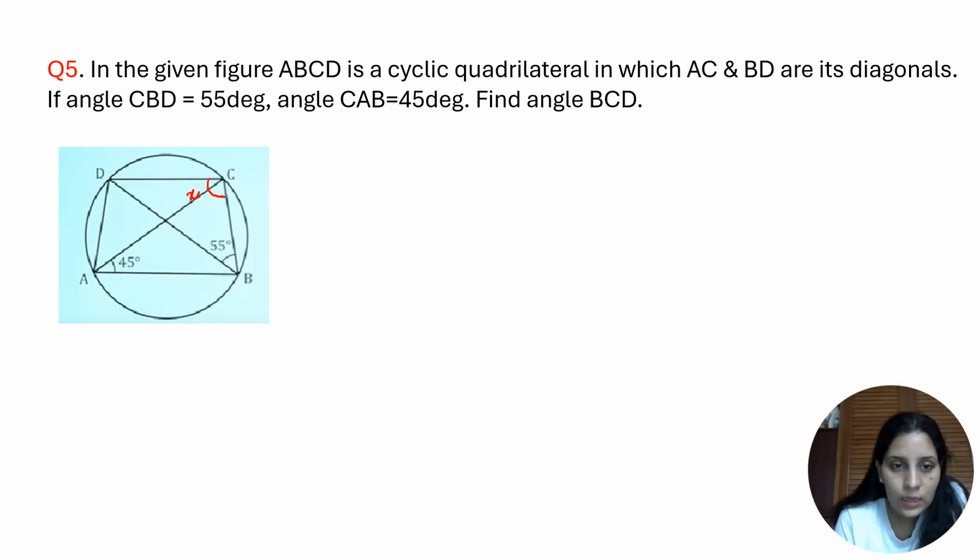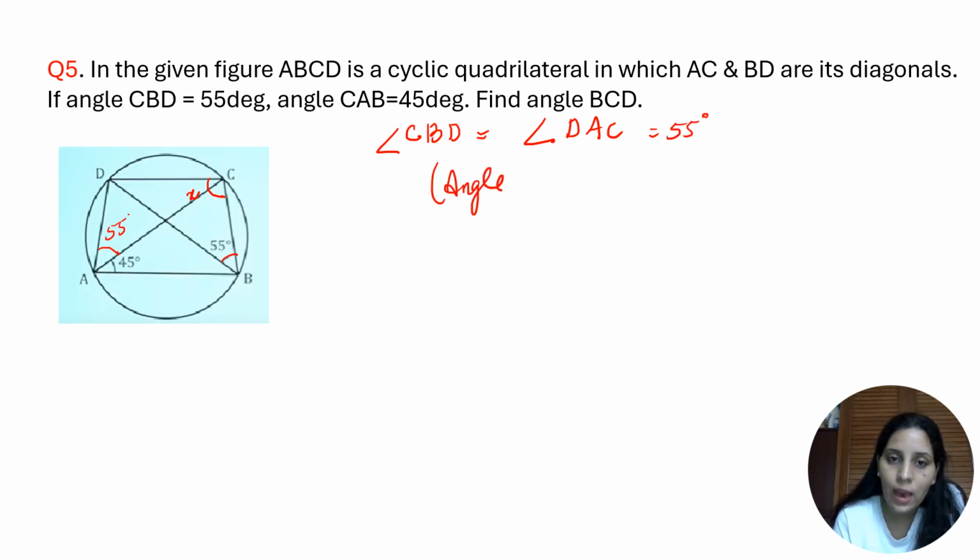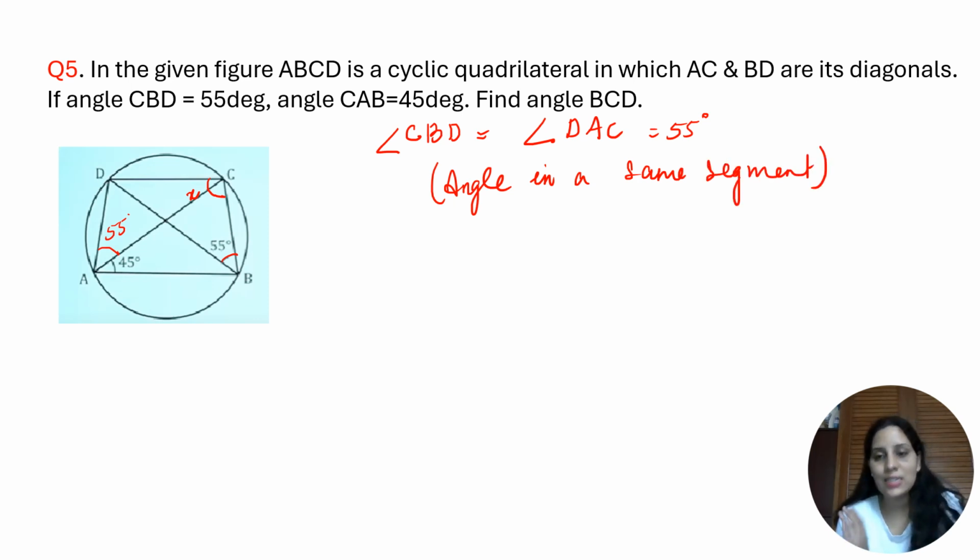Here we get, if this is 55, this will also be 55 because they are in the same segment, right? Yes. So I can write that angle CBD is equal to angle DAC. Both of them are equal to 55, angle in the same segment. Both of them are formed using the same chord CD.